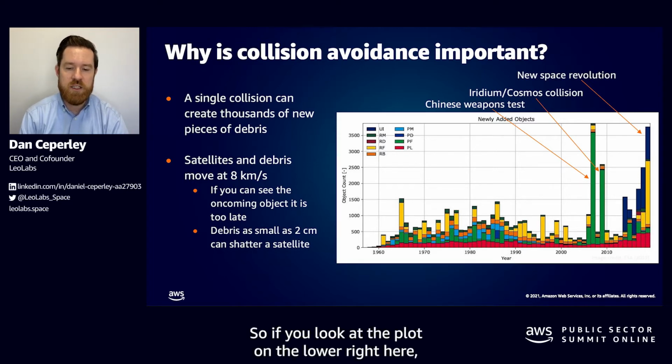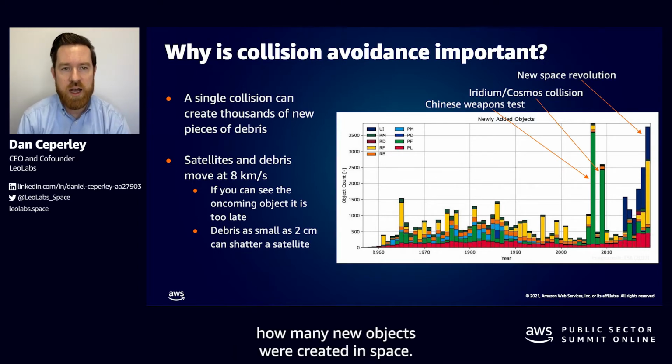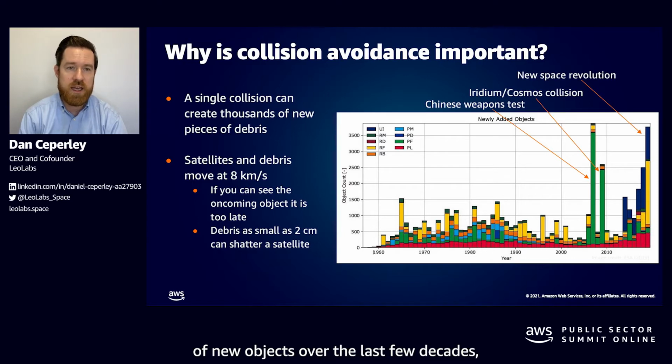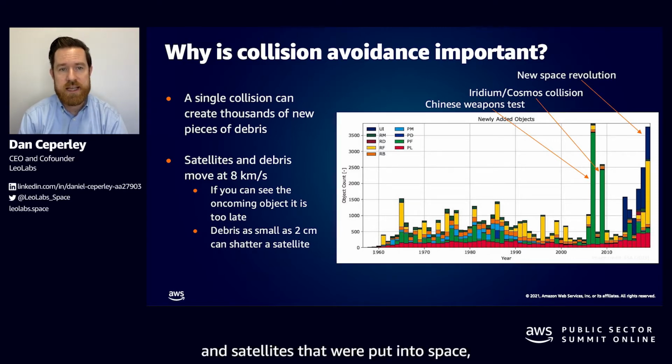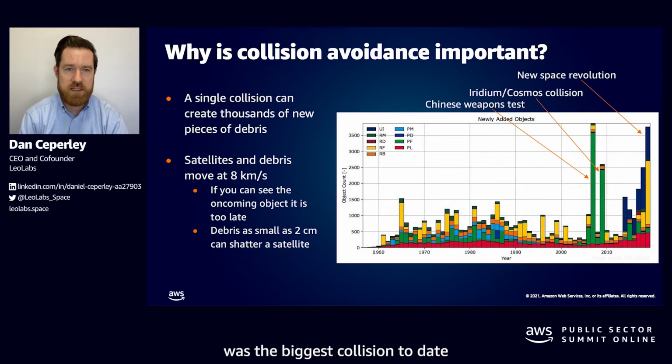So if you look at the plot on the lower right here, this is an interesting plot from the European Space Agency. It shows every single year how many new objects were created in space. And you can see there's kind of a steady introduction of new objects over the last few decades, many from new launches and satellites that were put into space. But there's a few spikes off to the right side. The middle one, labeled the Iridium-Cosmos collision, was the biggest collision to date between a defunct satellite and an active commercial satellite. And it created 2,500 pieces of debris, many of which are still in orbit today.